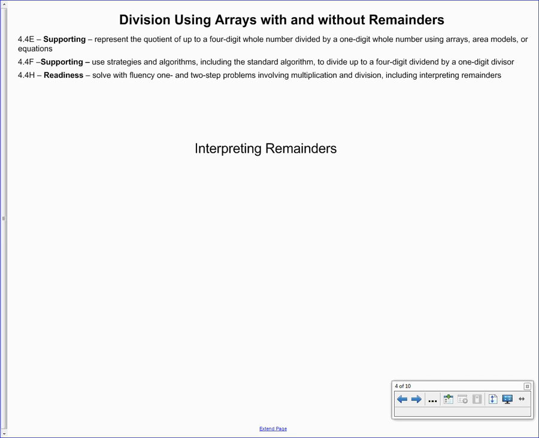This is the second video in the division using arrays with and without remainders. This one is going to be covering interpreting remainders. Here are the TEKS that we're covering.